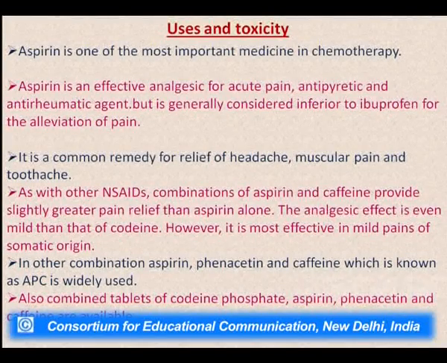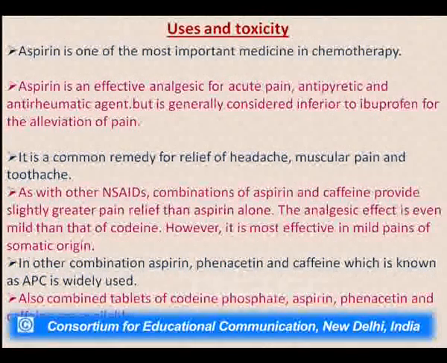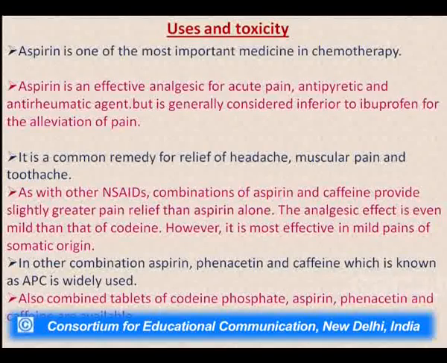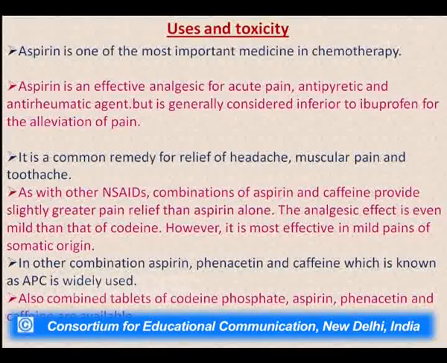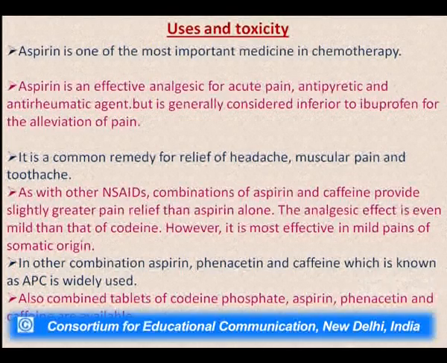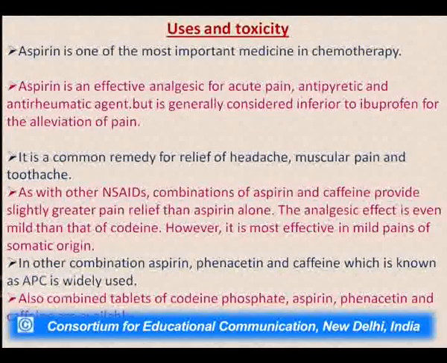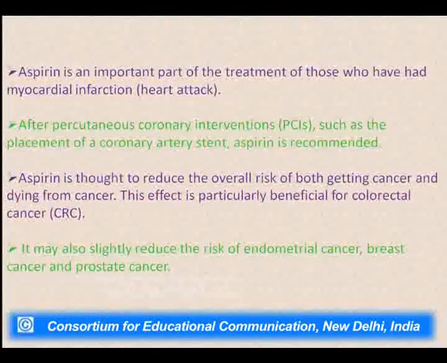So, the combination of aspirin with some other drugs increases the efficiency of the aspirin's analgesic functioning. The analgesic effect is even milder than that of codeine. However, it is most efficient in mild pains of the somatic region. In other combinations, aspirin, phenacetin and caffeine, which is also known as APC, is widely used. Also, combined tablets of codeine phosphate along with aspirin, phenacetin and caffeine are available in the market.